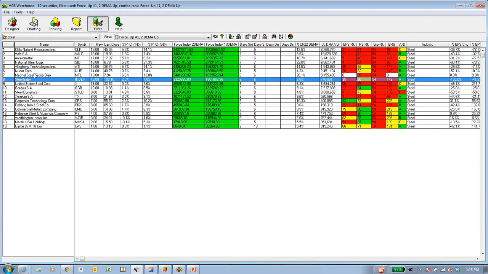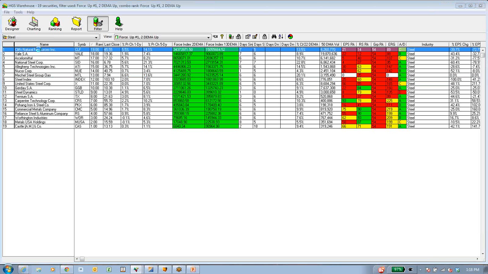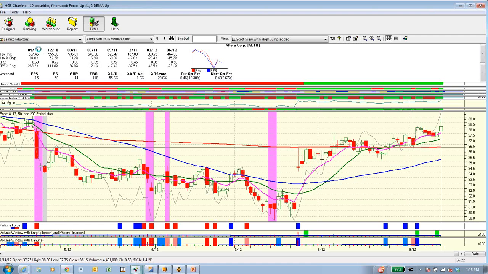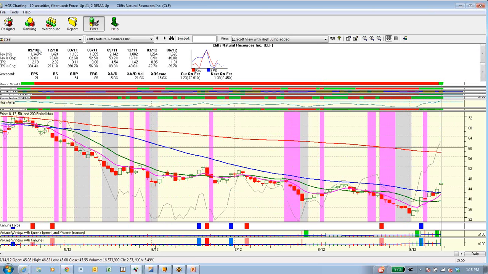Where did I make most of my money this week? In Cliffs, in Freeport-McMoRan, and in Walter Energy, which was a coal stock that I go in and out of. If you look at Cliffs Natural, it's sort of a combination iron ore and coal stock. It had a huge week last week, and it had a huge week this week.